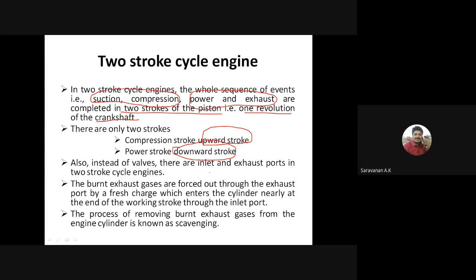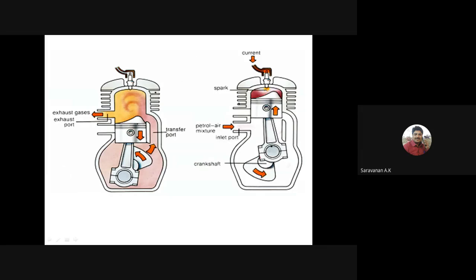So what is the difference between the two-stroke and four-stroke? In the four-stroke engine, we are using valves, but in the two-stroke engine, instead of valves, we use ports, right? Here we have two ports plus one more port. The two ports are the inlet port and the exhaust port, which replace the inlet and exhaust valves. So for the two-stroke cycle, we are using only ports, not valves, right?